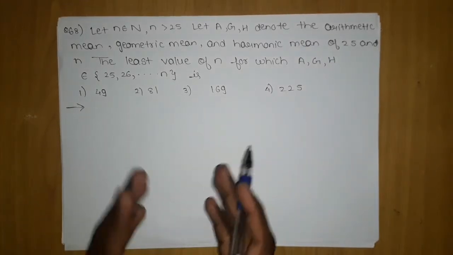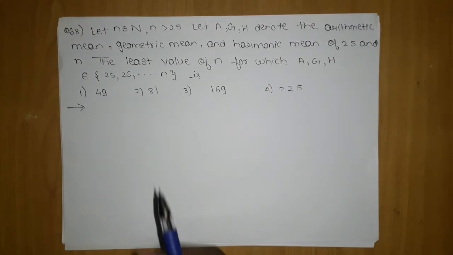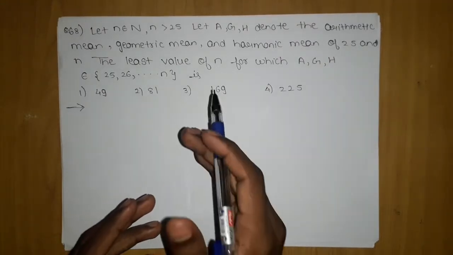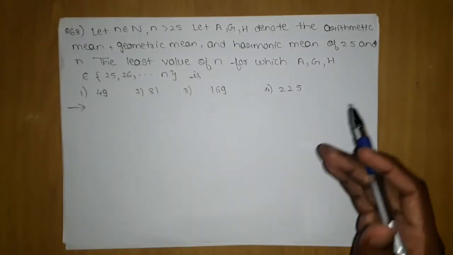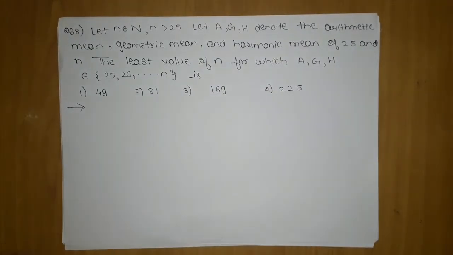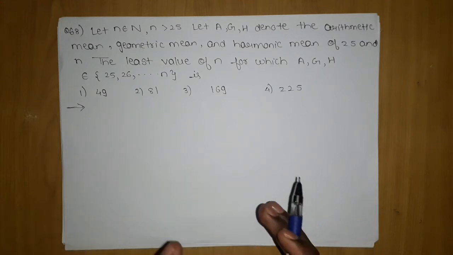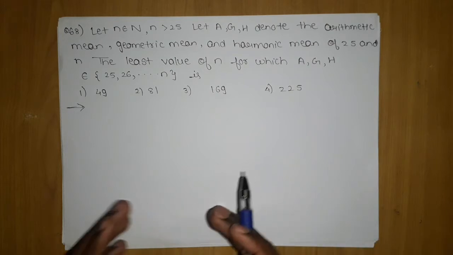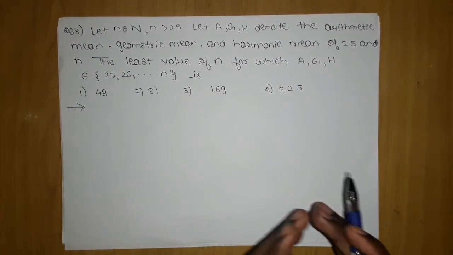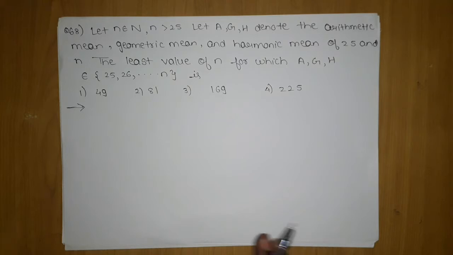Let n belong to natural numbers, where n is greater than 25. Let A, G, H denote the arithmetic mean, geometric mean, harmonic mean of 25 and n. The least value of n for which A, G, H belong to {25, 26, and so on until n} is what? The four options given are 49, 81, 169, 225.